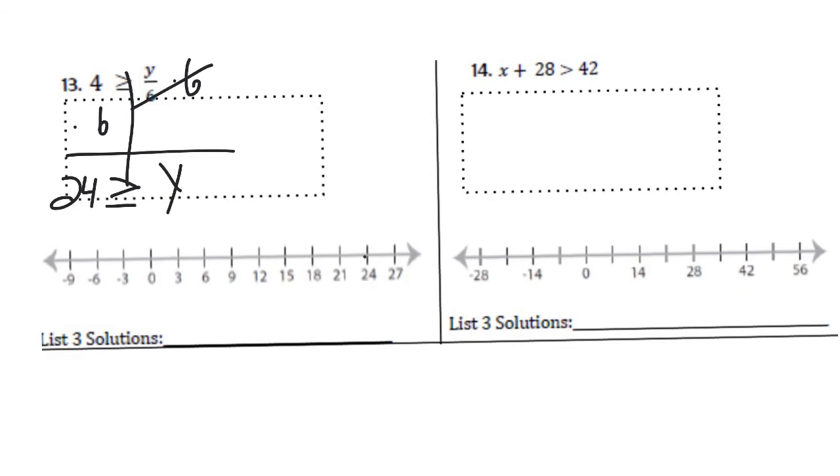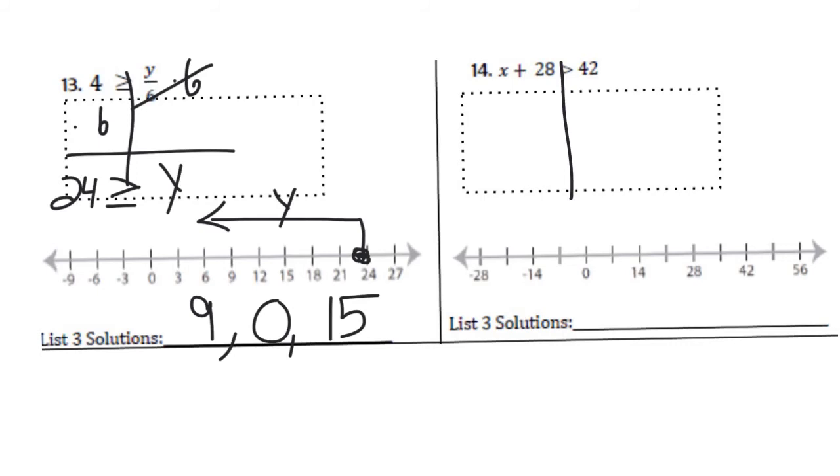So it has the equal to, so that means it's a closed circle. The alligator is eating the 24. The y is not being eaten. So that means I need to go to smaller numbers because this line represents y. Possible solutions, you could say 9, 0, 15. There are numerous solutions. Okay, number 14, same thing.